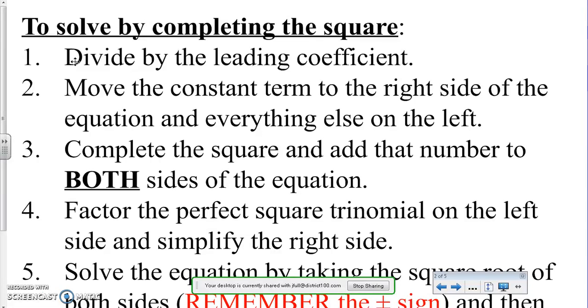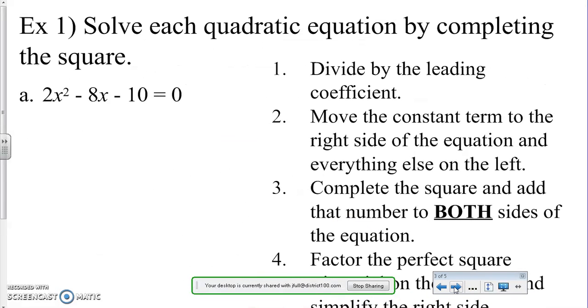There wasn't a number in front of x squared. Now we're going to give you a number in front of x squared, but you can't have it there to complete the square. So the only step that's new is that you have to divide first. Okay, so let's go ahead and do two problems. First problem, go ahead and solve each quadratic equation by completing the square.